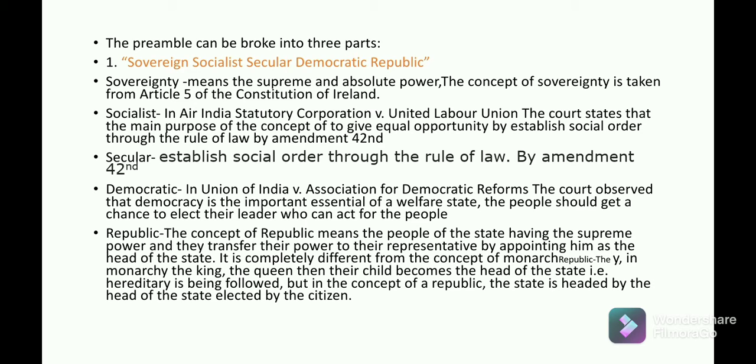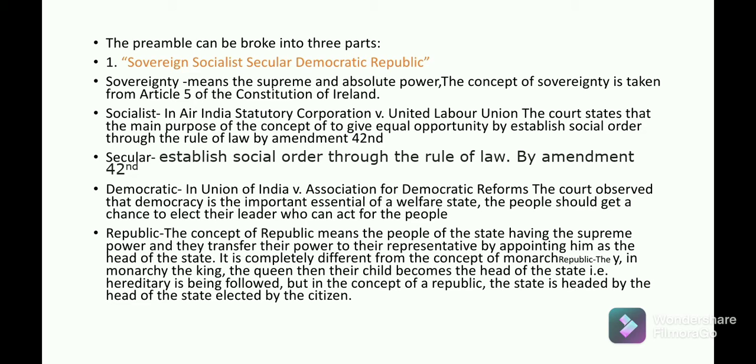It is not in the basic. When it was 26th November, it wasn't there in the preamble, the basic, but it has been amended in the 42nd Amendment. Secular is also known as social order through the rule of law, and it is also given by the 42nd Amendment.